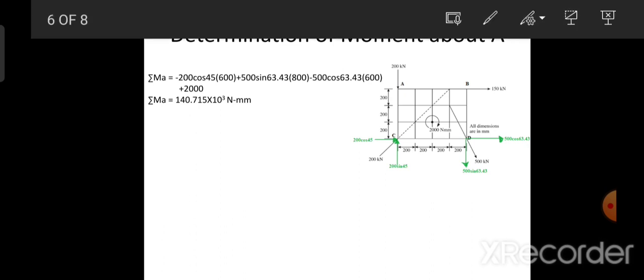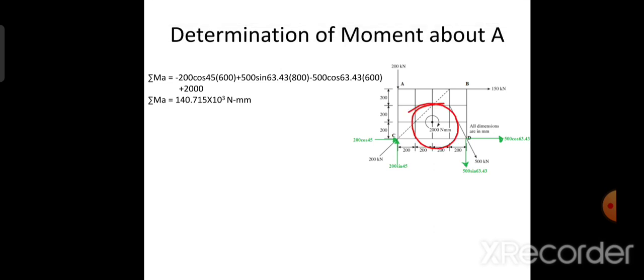Before that, we have also taken this 2000 into consideration. Since this is the moment calculation, whenever an external moment is given, based on its direction, if it is clockwise then it is positive, and if anti-clockwise then it is negative. Based on its direction, we are supposed to take that into consideration for the calculation of the moment, but not for the calculation of the resultant. Why? Because the resultant is the equilibrium of force, so the moment cannot be considered for it.